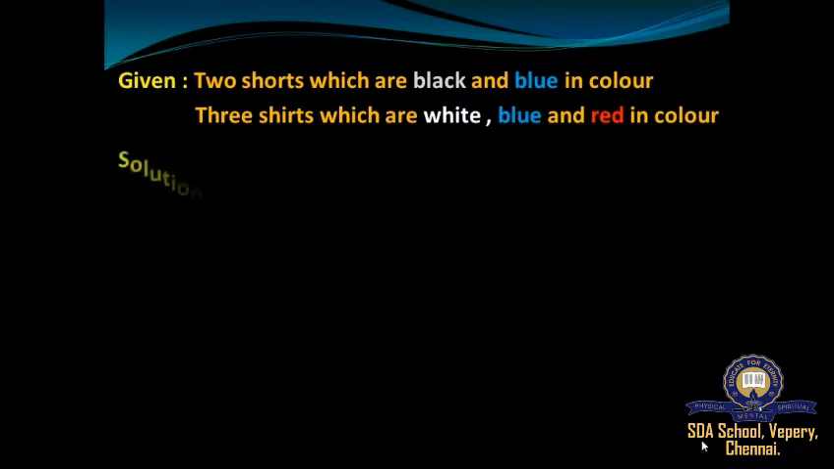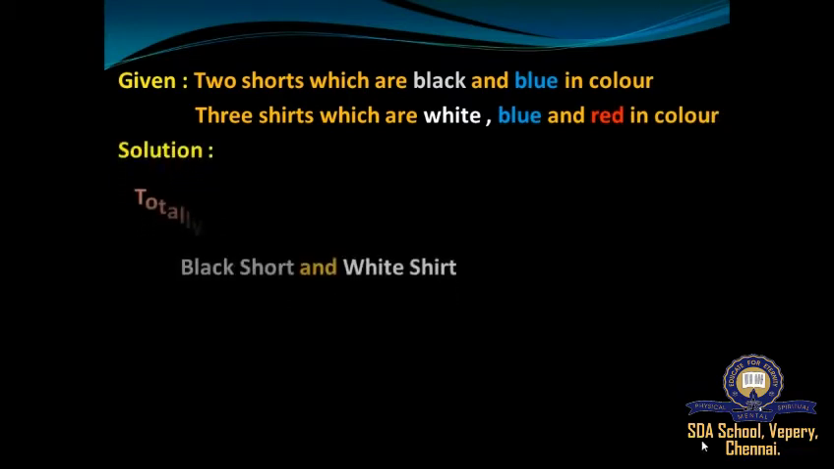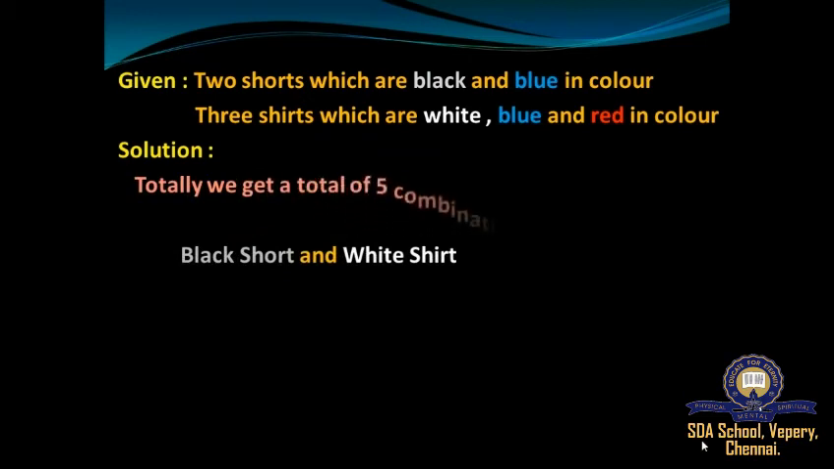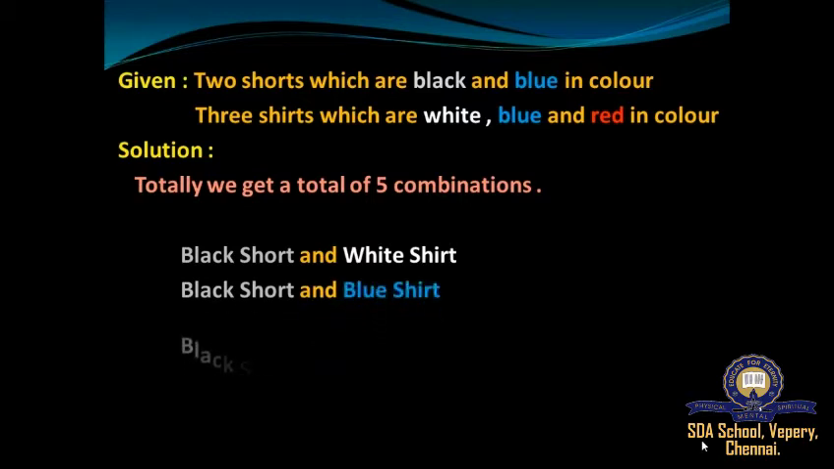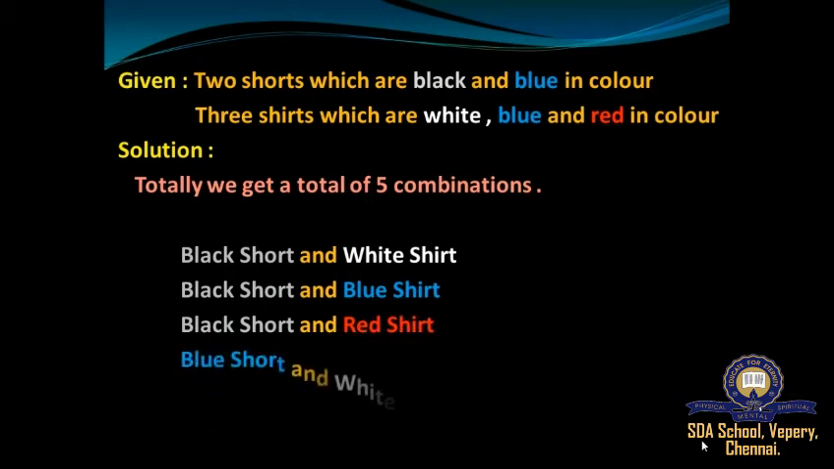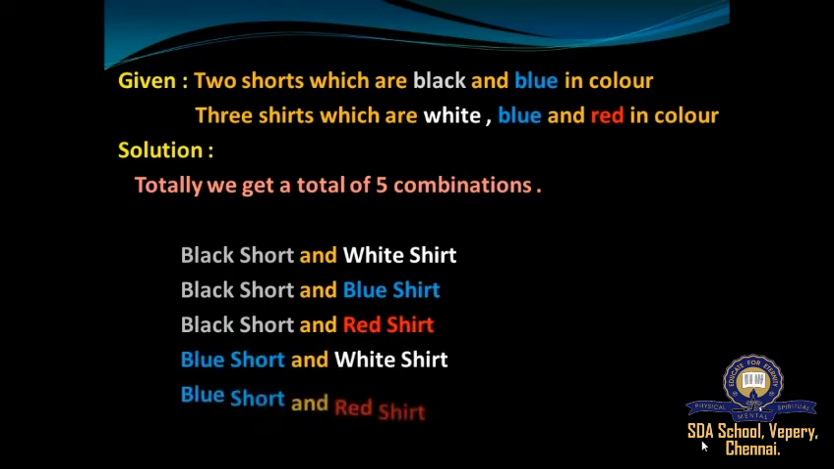So the solution for this question is, totally we get 5 different combinations. The first one is black short and white shirt, the second one is black short and blue shirt, the third one is black short and red shirt, the fourth one will be blue short and white shirt, and the last one is blue short and red shirt. Understood, students? Since they have given 2 shorts which are black and blue in color and 3 shirts which are white, blue and red in color, totally we get 5 different combinations.